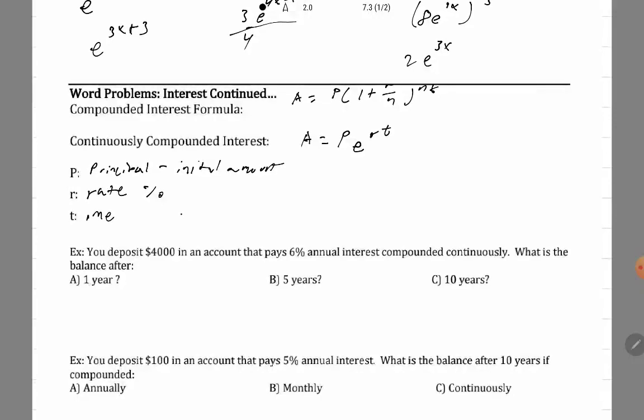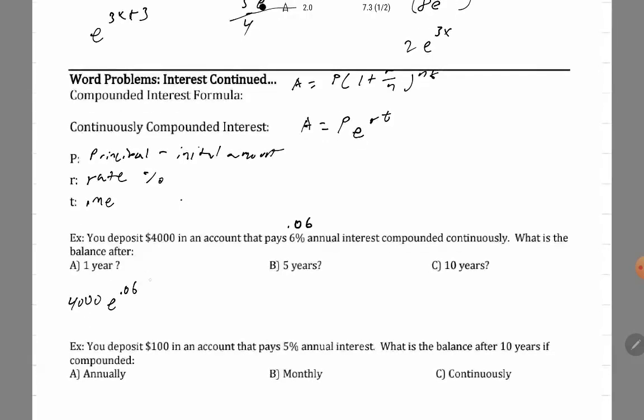So you deposit $4,000 in an account that pays 6% annual interest compounded continuously. What is the balance after 1 year, 5 years, 10 years? So we're using the formula. P is 4,000, and then e to the rt. 6% is r, so this is 0.06 times t. For this first one, they want 1 year. The next one, 5 years, and then 10 years. So I'm going to put this into my calculator.